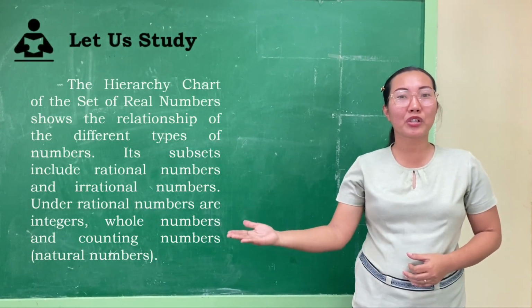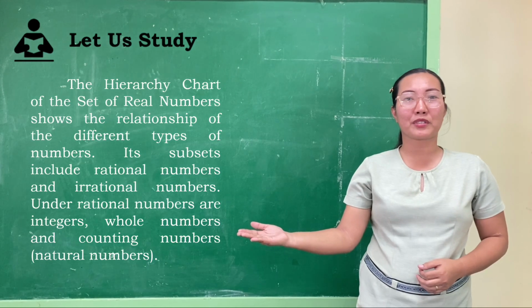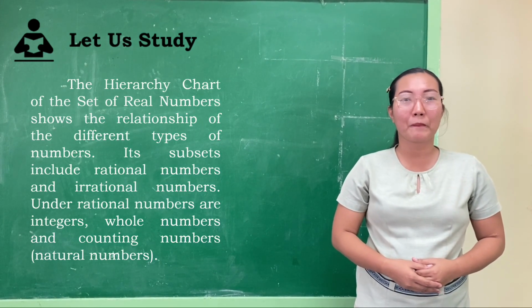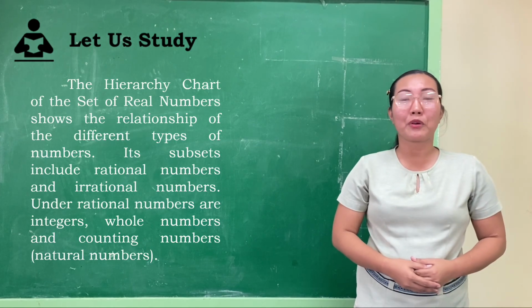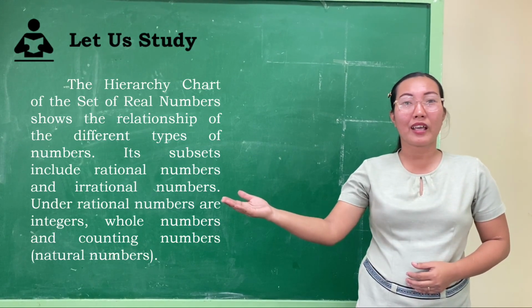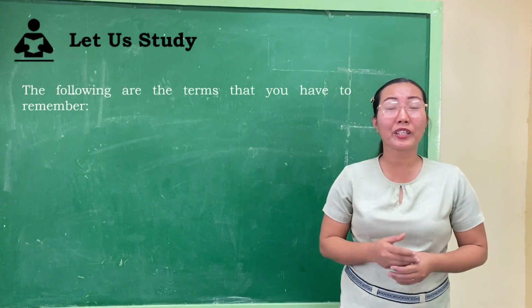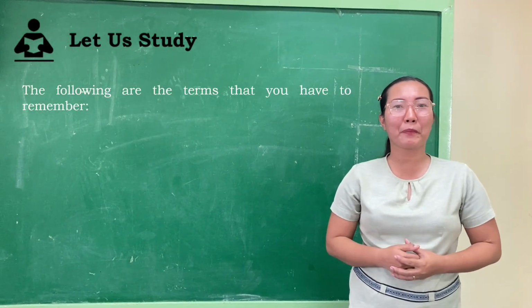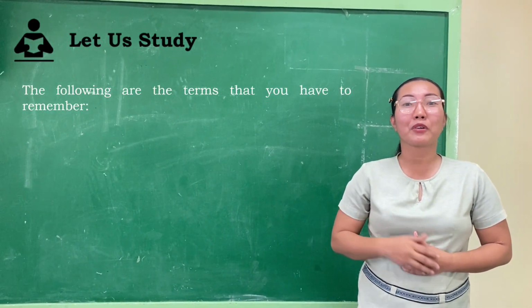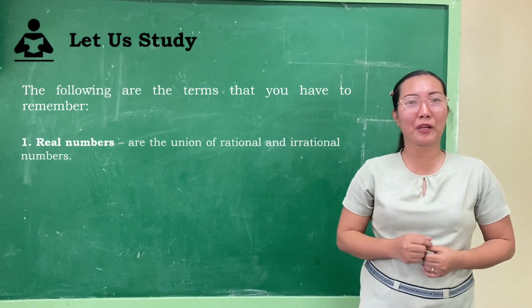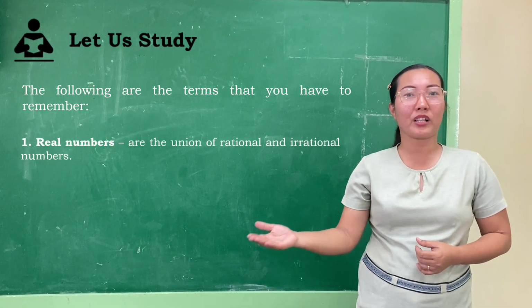Okay, this time, let us study the world of real numbers. The hierarchy chart of the set of real numbers shows the relationship of the different types of numbers. Its subsets include rational numbers and irrational numbers. Now, let us define the following terms that you need to remember. The first one is real numbers. Real numbers are the union of rational numbers and irrational numbers.